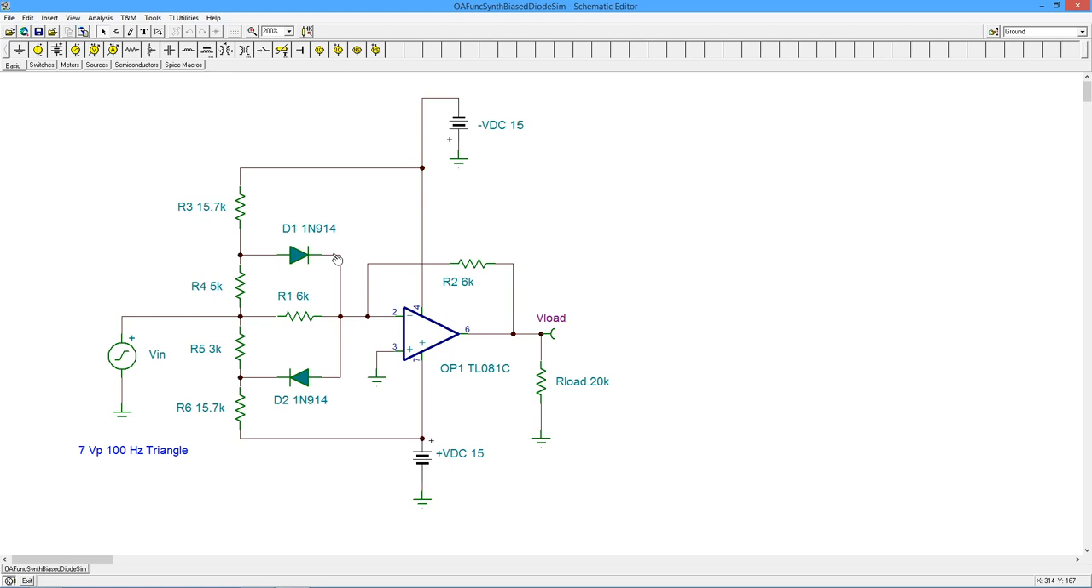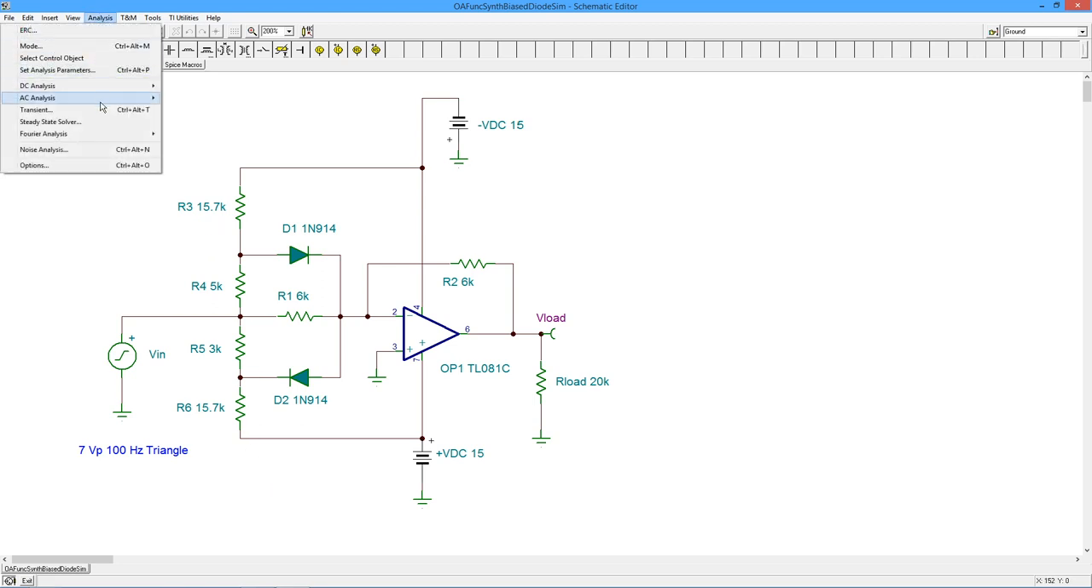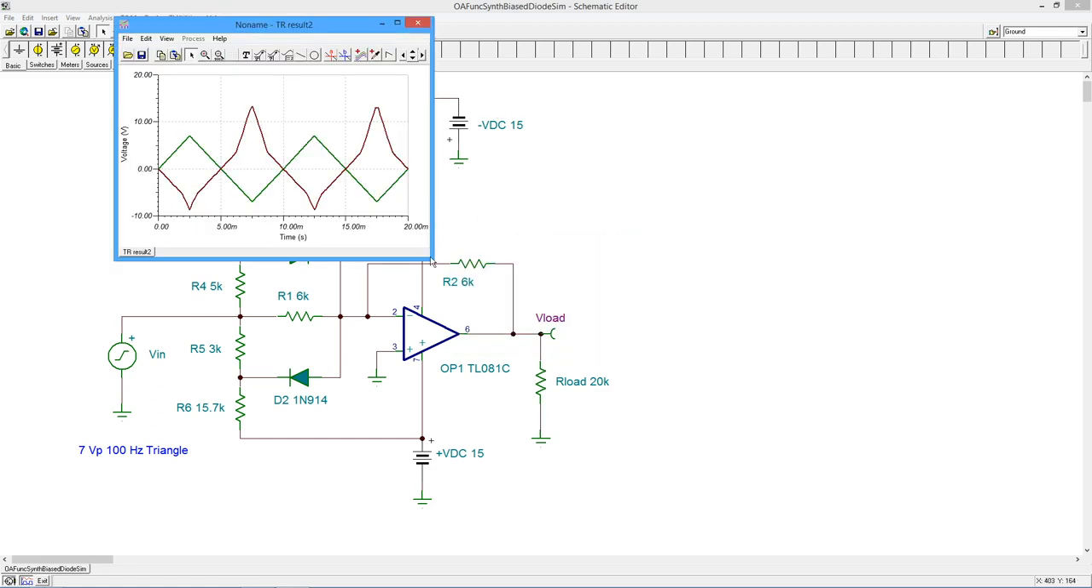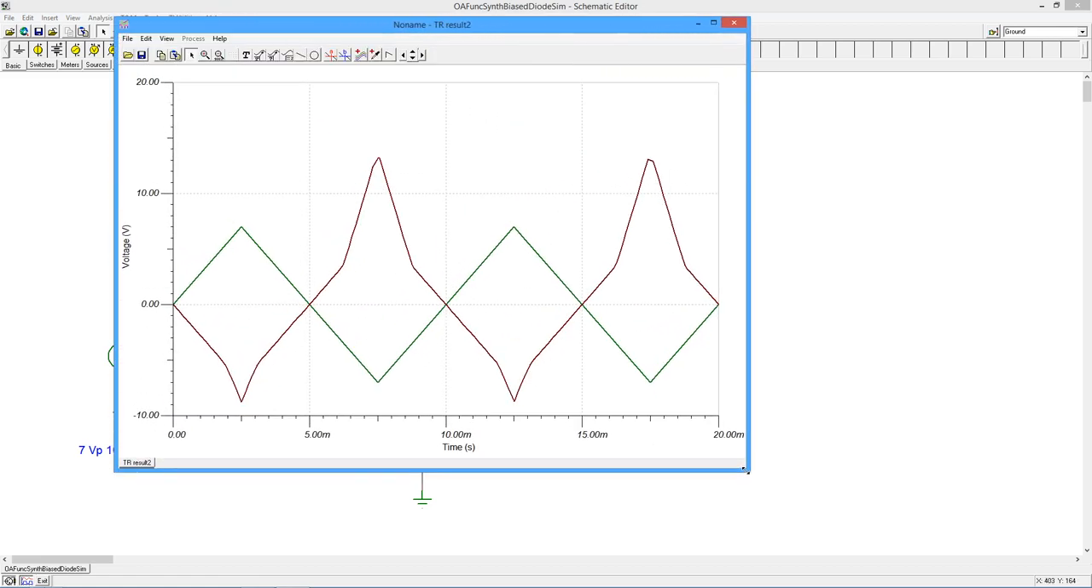So now let's see what actually happens here. I'm going to throw in a 7-volt peak triangle wave. And again, as we did in the preceding video, because that's a nice straight line, we'll be able to see where these various breakpoints kick in. So we're going to come up here and do a transient analysis. And we'll expand this out a little bit so we can see it.